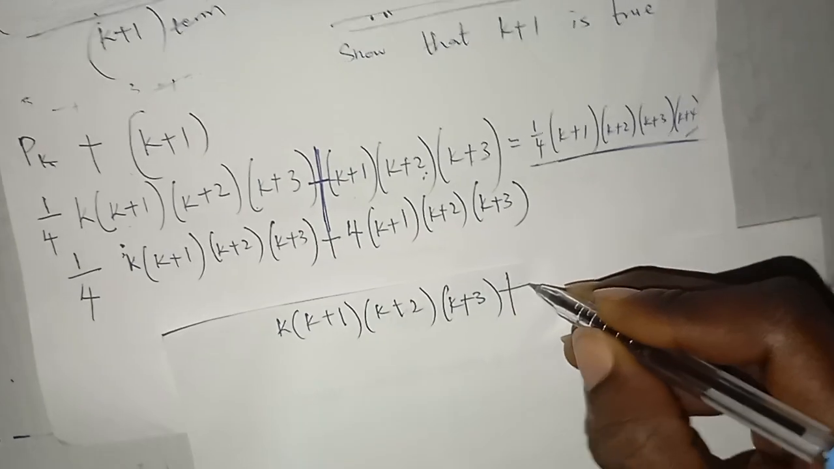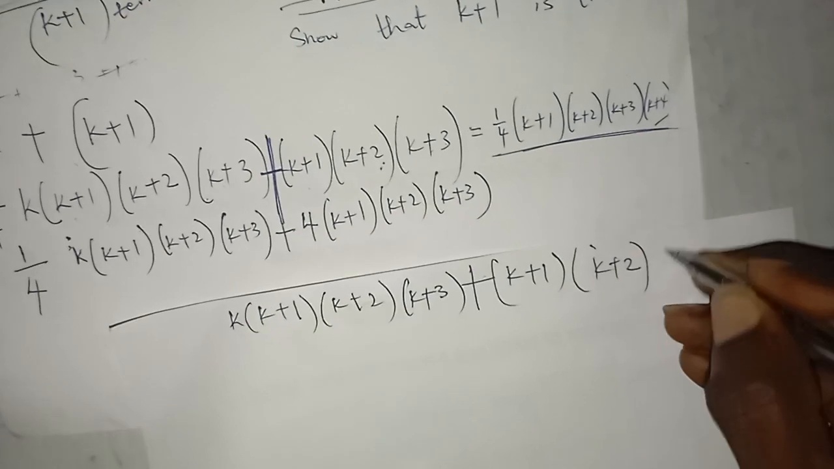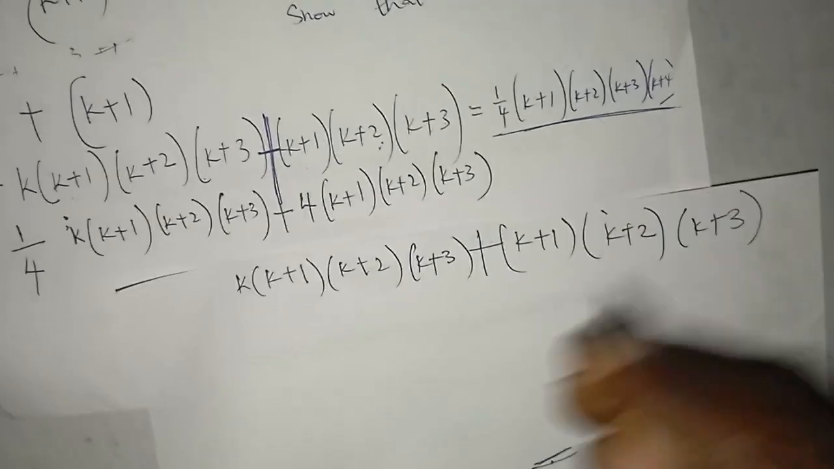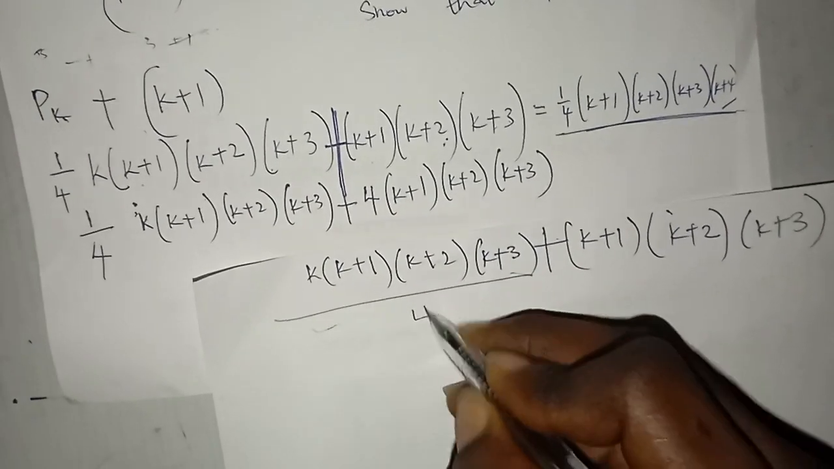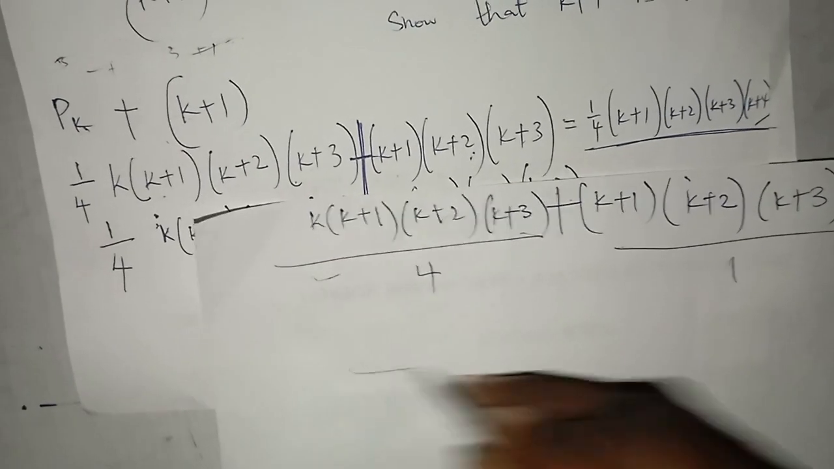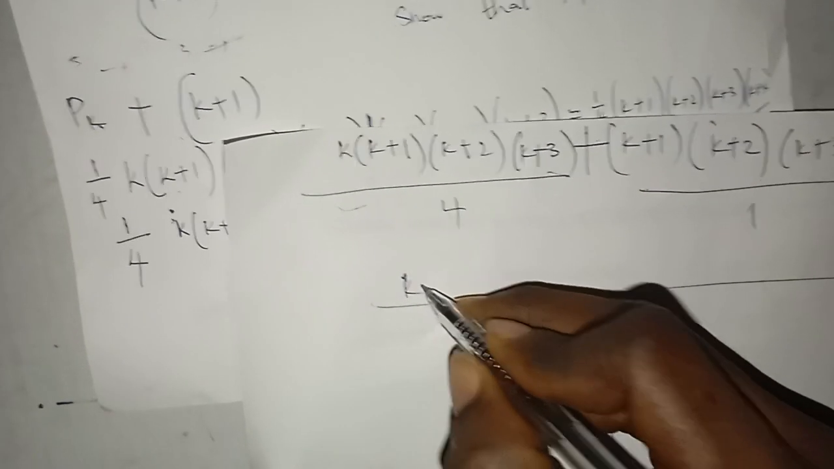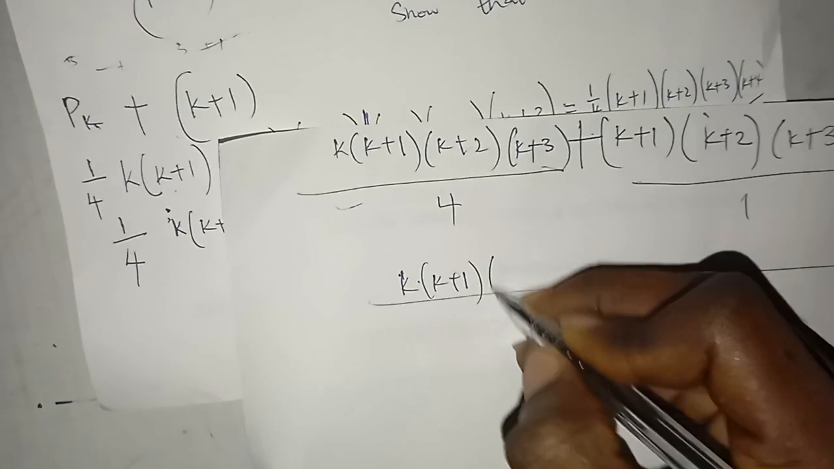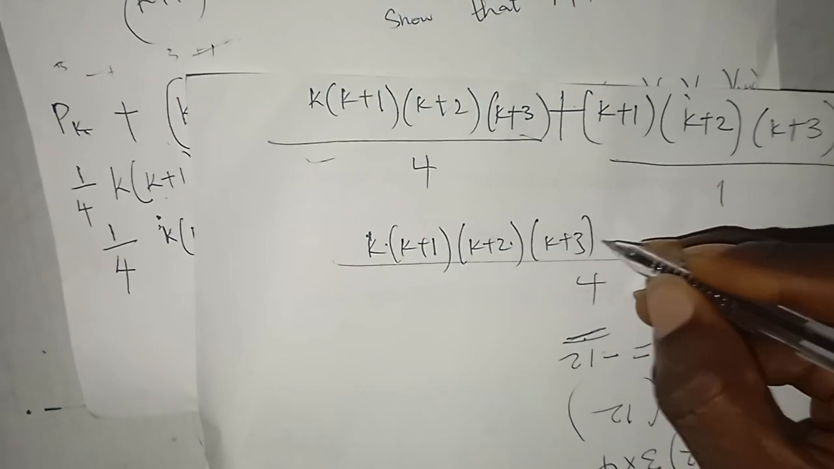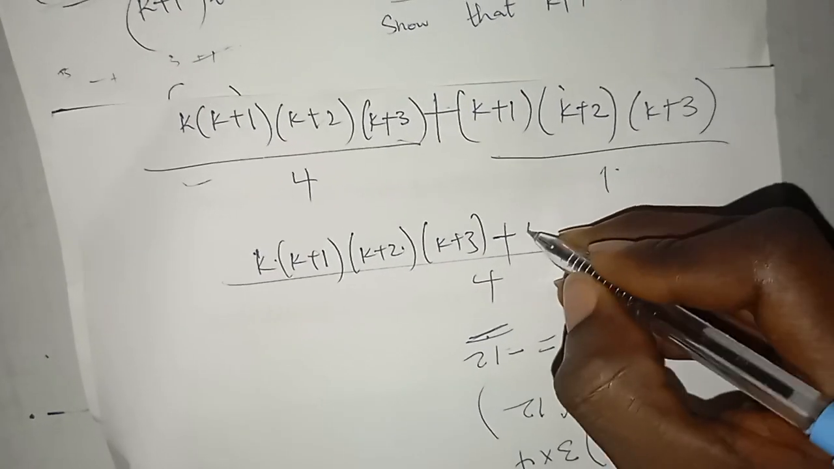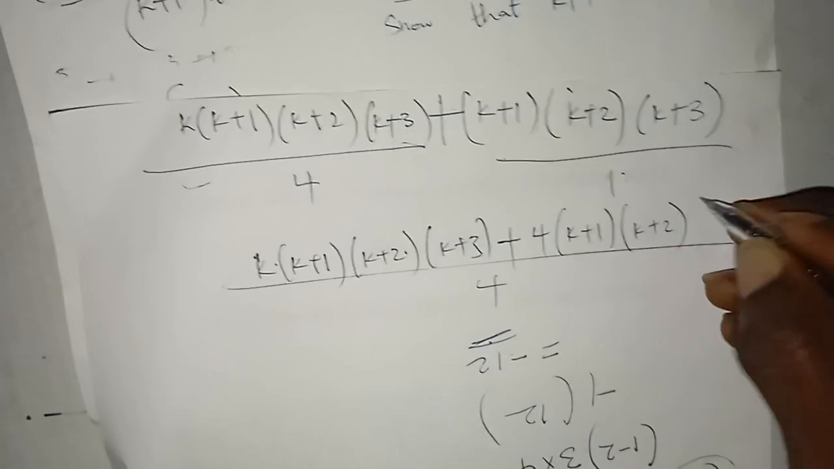Then plus k plus 1 into k plus 2 into k plus 3. Then notice that everything this side is divided by 4, which means that this side is divided by 1. The LCM is 4. 4 into this will be 1 times this, it will be k into k plus 1, k plus 2, k plus 3. Then plus 4 divided by 1, 4 into k plus 1 into k plus 2.